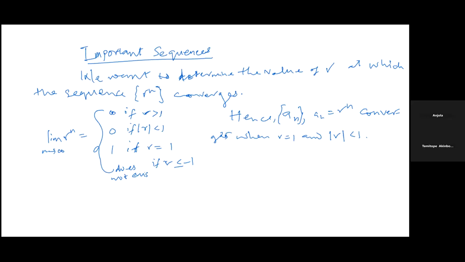Understood? Yes, sir. So you can add that to it. I said hence, the sequence AN converges when R is 1 and also when the absolute value of R is less than 1, and diverges when R is greater than 1 and R is less than or equal to minus 1. Okay. Yes, sir. I'm with you.